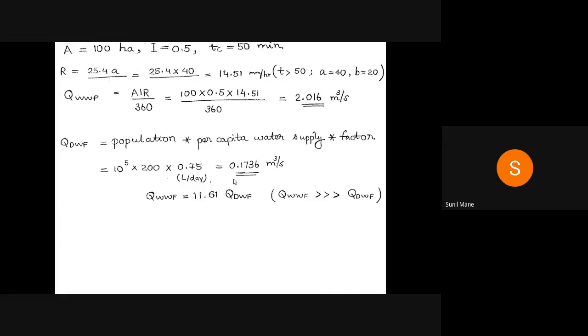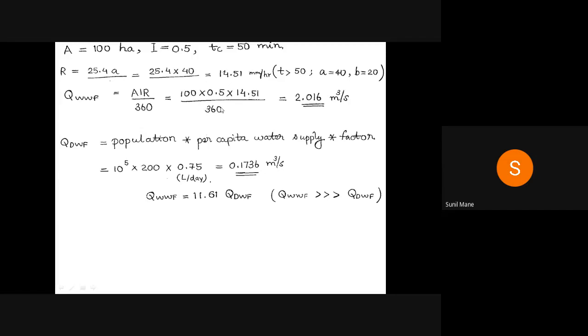The example we have taken right now gives all these details. About 1 lakh people are residing in 100 hectares, the impermeability factor we have estimated as 0.5, and the time of concentration generally is 50 minutes. Then what would be the total wet weather flow? The wet weather flow is calculated here depending upon the kind of situation.